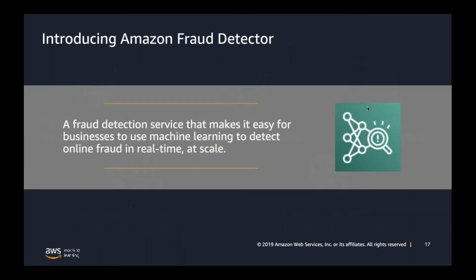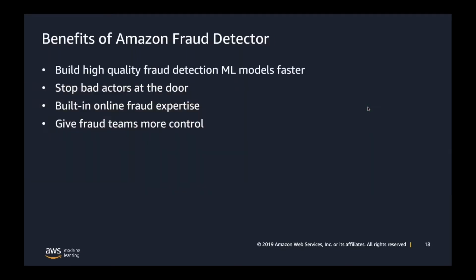So these are some of the reasons why we built Fraud Detector here at AWS. This is a service that takes advantage of machine learning to detect online fraud in real time and at scale. It enables you to build high quality fraud detection models using templates, and it doesn't require you to have any machine learning expertise. With this, you can start shifting left and prevent bad actors from entering your system sooner. And again, it comes with built-in fraud expertise from Amazon.com and AWS.